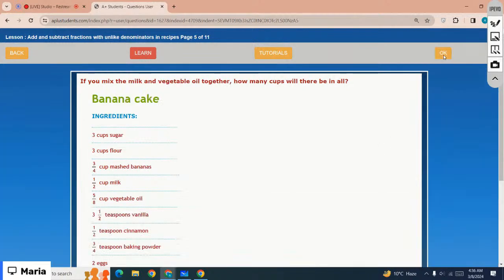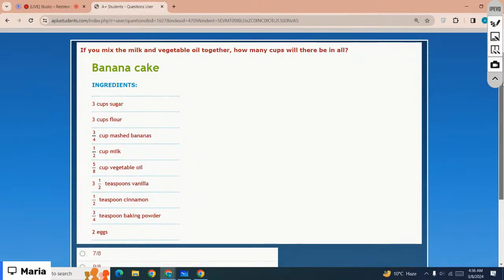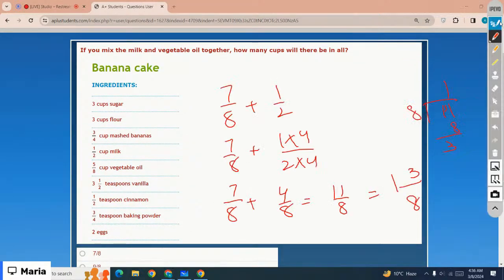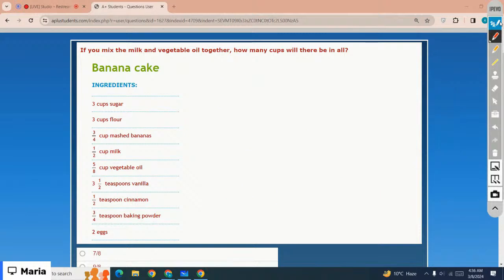Okay, the next one, I will explain again. Just look at this one. If you mix the milk and vegetable oil together, how many cups will there be in all? So the question is you have to calculate how many total cups there will be in all if you add milk and vegetable oil. So the milk is half cup and the vegetable oil is 5 over 8 cup, right? The basic thing is you need to add them.